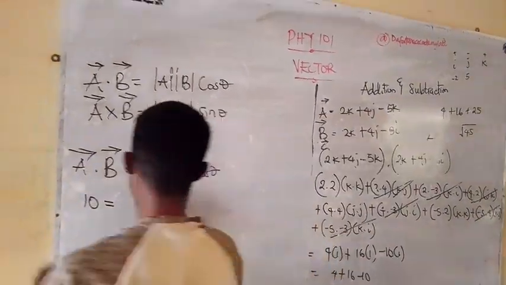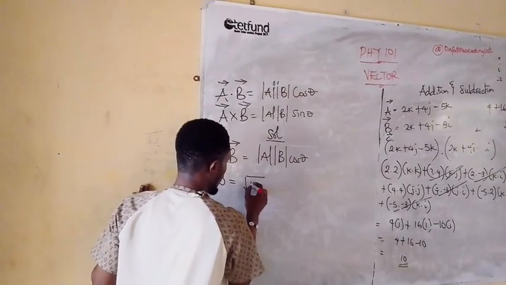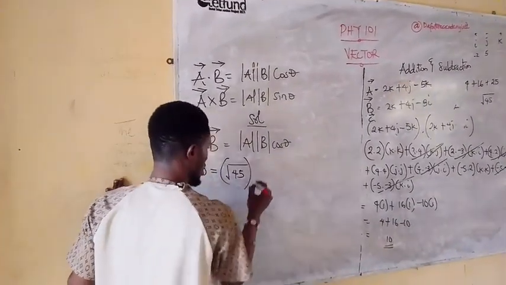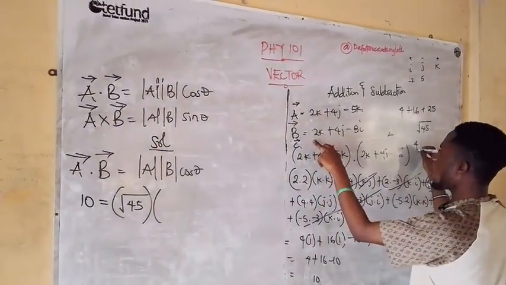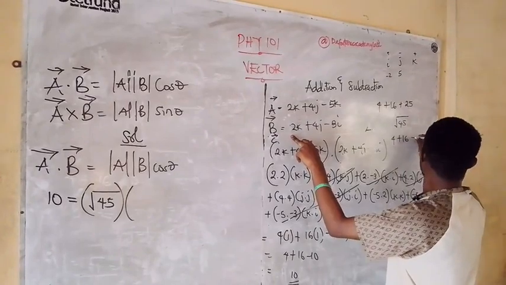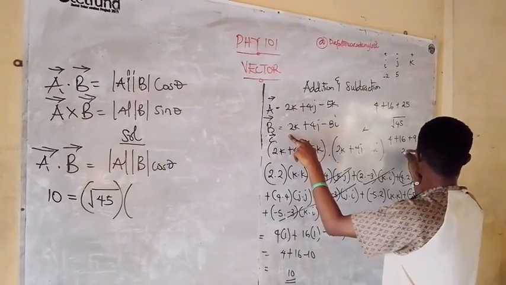So I'll come here, I'll have root 45 bracket, open another bracket. Modulus of this guy will give me 4 plus 16 plus 9. This is 20 plus 9, 29.